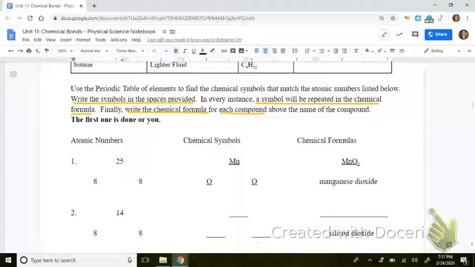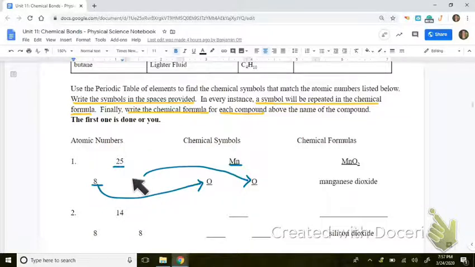So here we have atomic number of 25. When we use our periodic table, for an atomic number of 25, my element symbol would be manganese. So I'm going to pause right there, and then I'm going to look and see if I have an atomic number of 8. I have 2 of them. So I say I have an atomic number of 8 there, so I have 1 oxygen there. Another atomic number of 8, so I have another oxygen here. So my chemical formula would be MnO2, and I put that little subscript 2 right there because I have 2 oxygens over here.